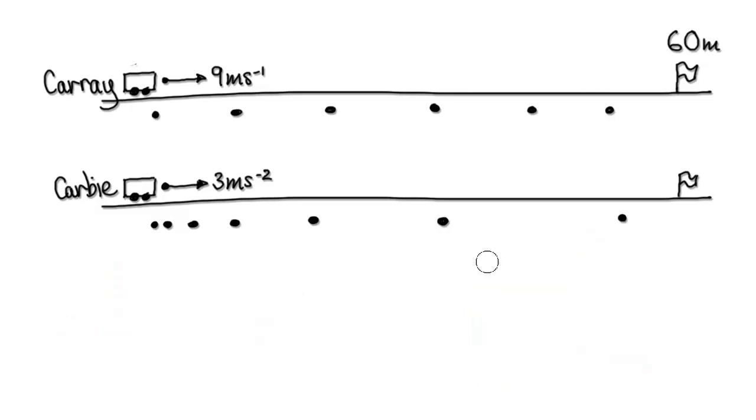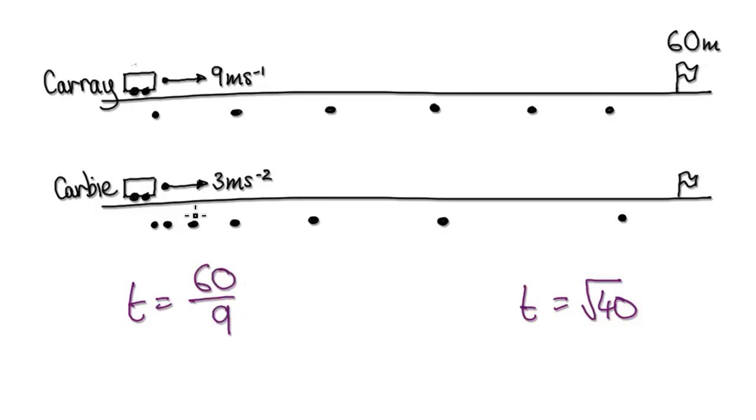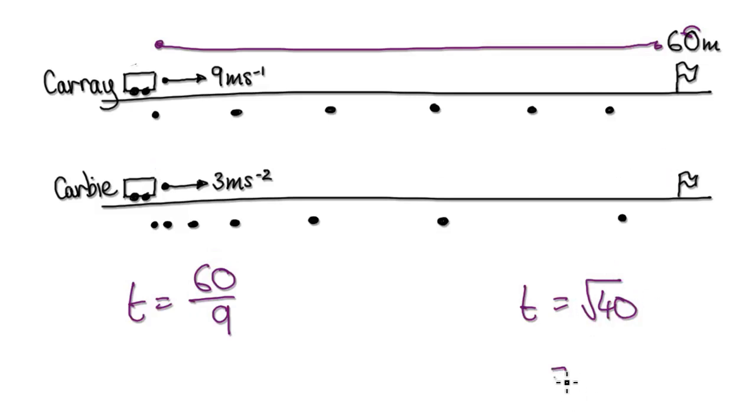So remember, t equals root 40. Over here earlier, t equals 60 over 9. So the time it takes for this car to do 60 meters is given by this, and the time it takes to do this distance is given by this. So now jump to a calculator.